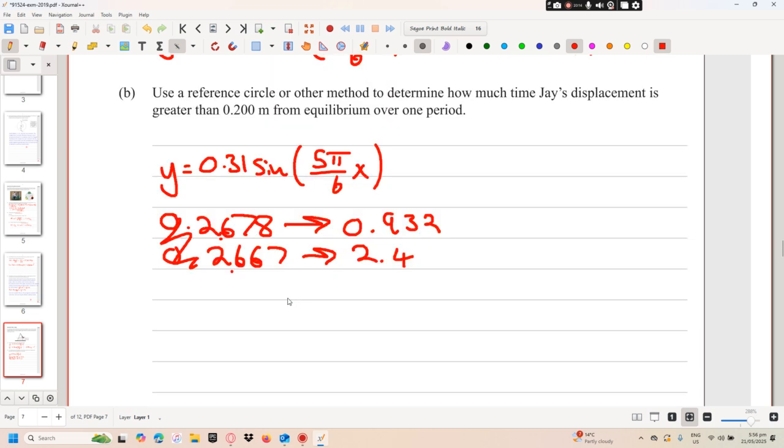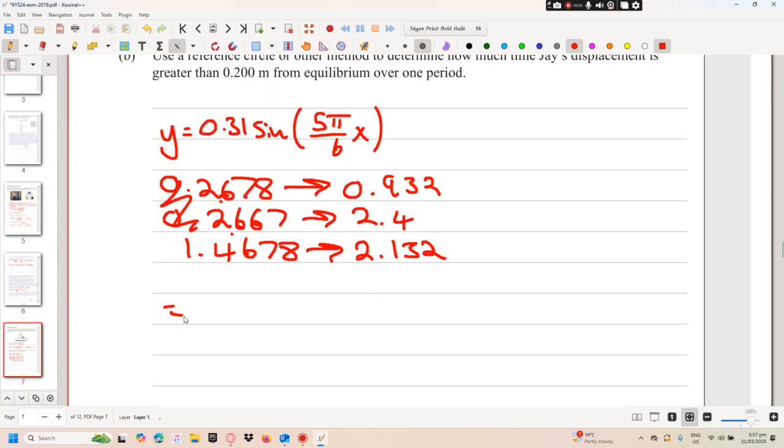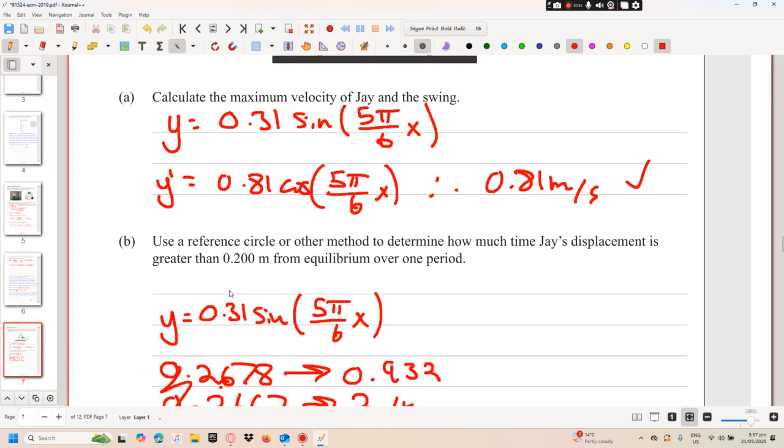intersections are from 1.4678 to 2.132. Excellent. So if we take differences, that's going to be 0.932 minus 0.2678 plus 2.4 minus 2.667 plus... what happened there?